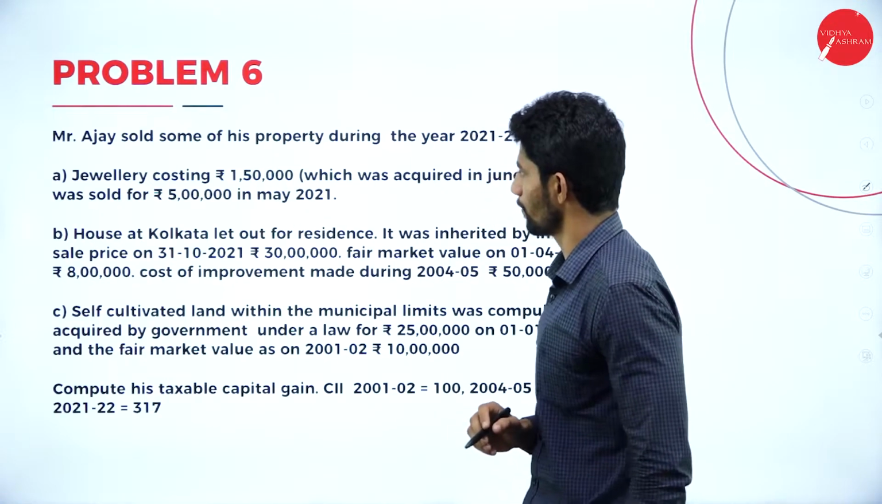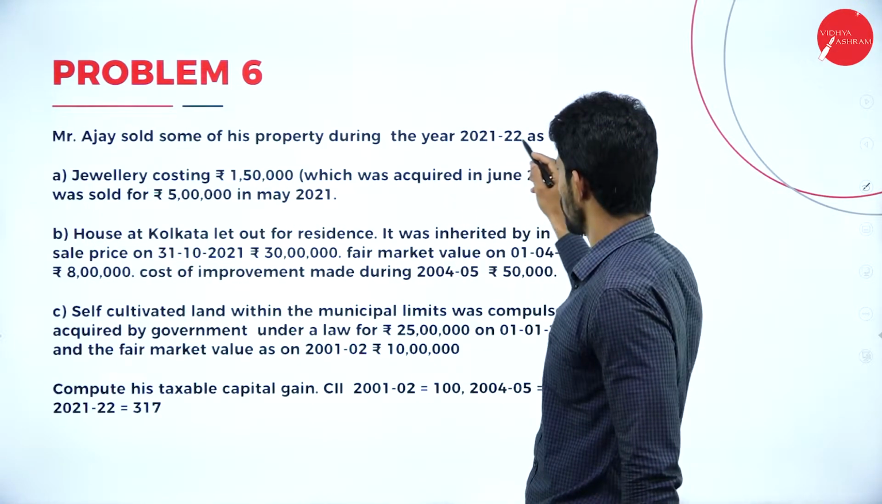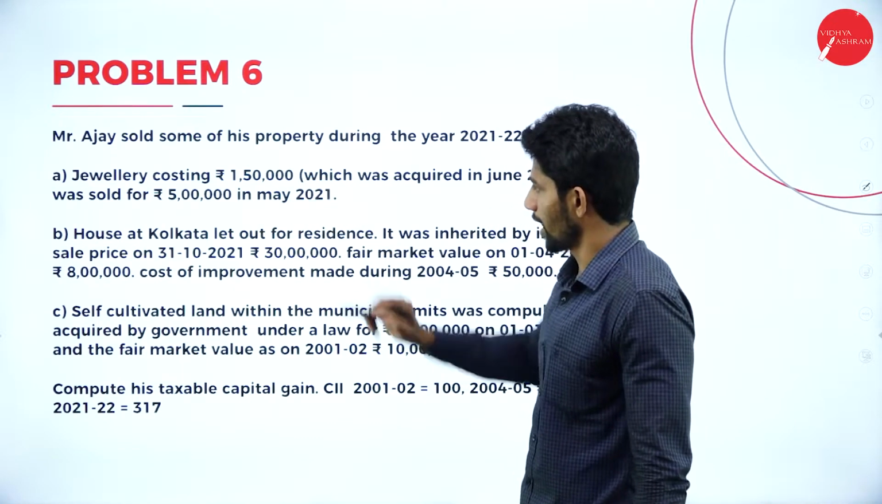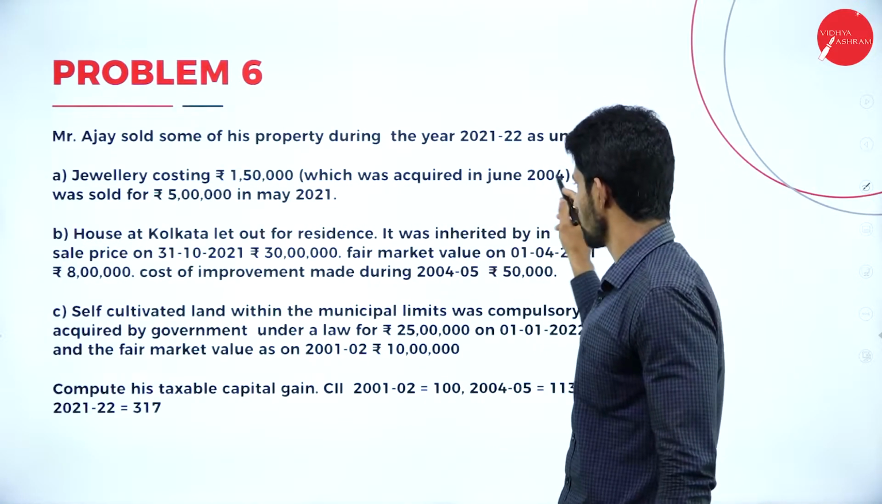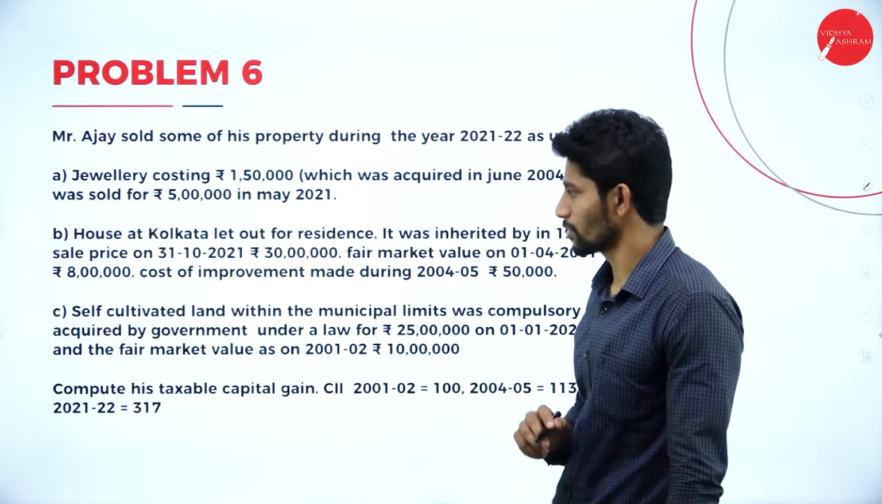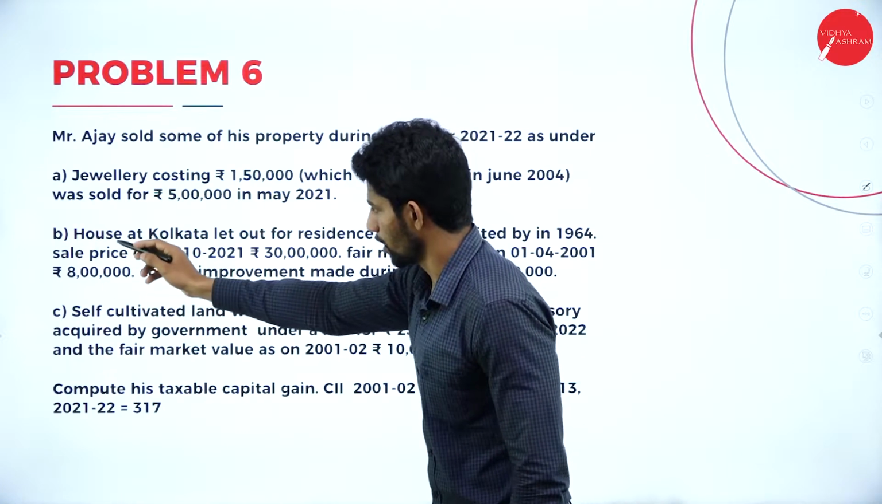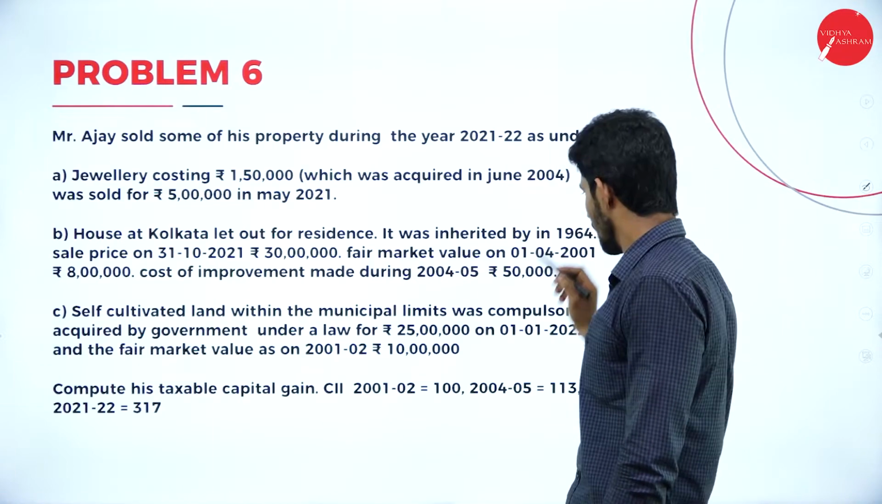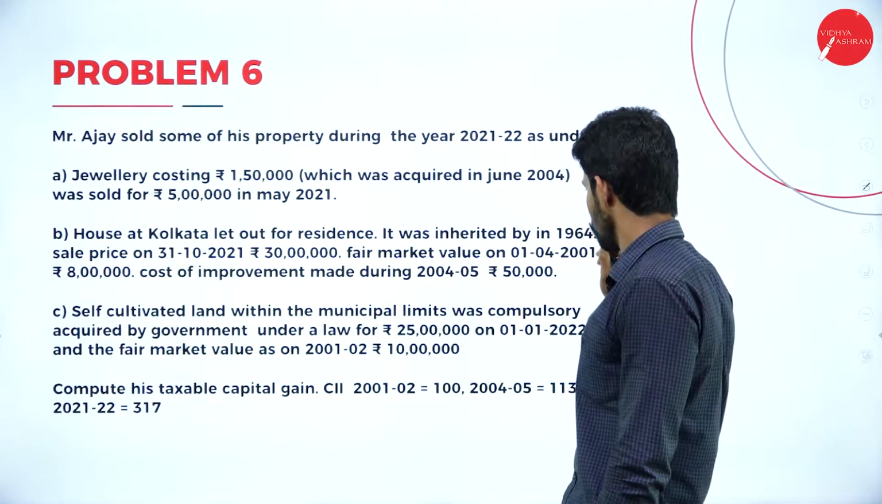Ajay sold some of his property during the year 2021-22 as under. Jewelry costing rupees 1,50,000, which was acquired in 2004, was sold for rupees 5 lakhs in May 2021. Next, second property, house at Kolkata let out for residence. It was inherited by him in the year 1964.